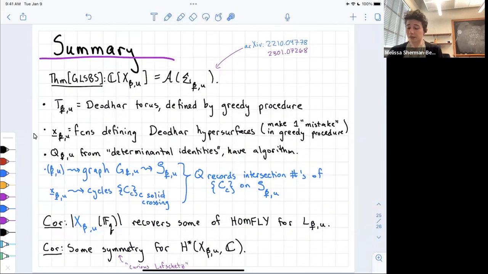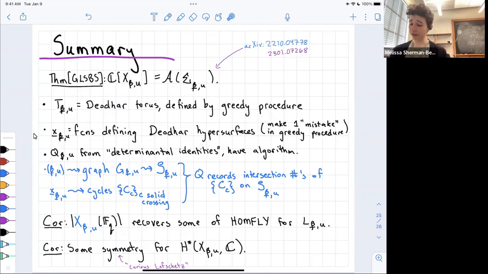Yeah, so let me just summarize quickly what I've told you so far. And actually all I'll tell you, because I'm about to end. So our main theorem is that we have these braid varieties, which generalize open Richardson varieties. And we show that their coordinate rings are cluster algebras. And it's not an abstract statement. We tell you exactly what cluster algebra it is. And to do this, we define some tori called Deodhar tori, defined by a greedy procedure. We pick some really nice basis of characters of each one of these tori. They're exactly the functions which define the hypersurfaces in the complement.